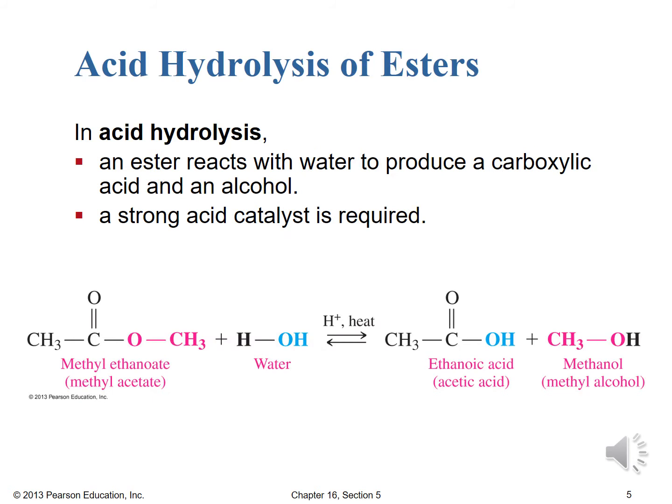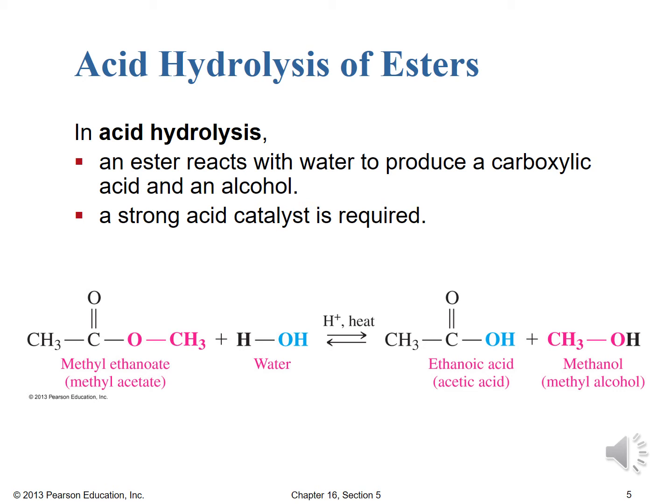Let's look at some chemical reactions of esters. First, we'll look at acid hydrolysis of esters. So in acid hydrolysis, an ester reacts with water to produce a carboxylic acid and an alcohol, and a strong acid catalyst as well as some heat is required. Notice this is just the reverse of the reaction we just talked about, esterification, how we formed these esters in the first place. Now we're just breaking them down with the same conditions.